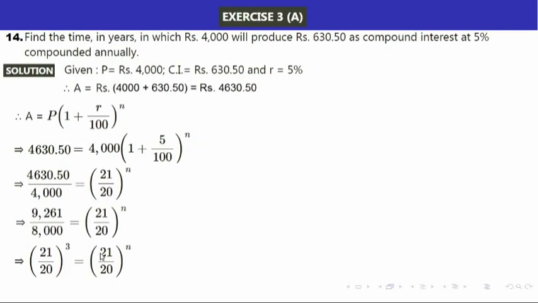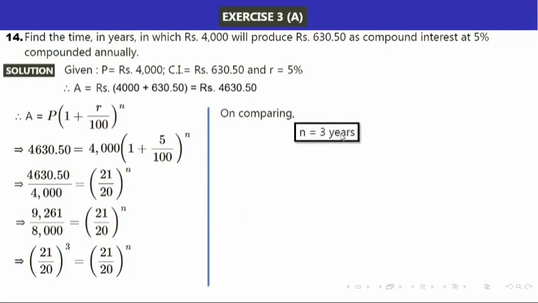Now here also we have 21 by 20. Here also we have 21 by 20. So since this is your base and this is the power, and the bases are equal, we say that on comparing, 3 will be equals to n, or in other words n will be equals to 3 years. You are asked to find the time in years, so that's why your time in years turns out to be 3 years. Pause the video and note down your solution.